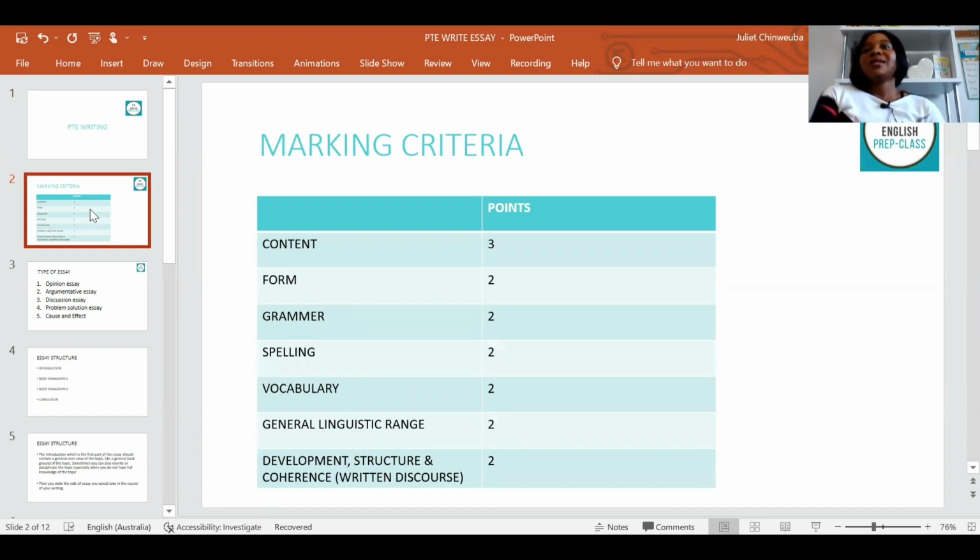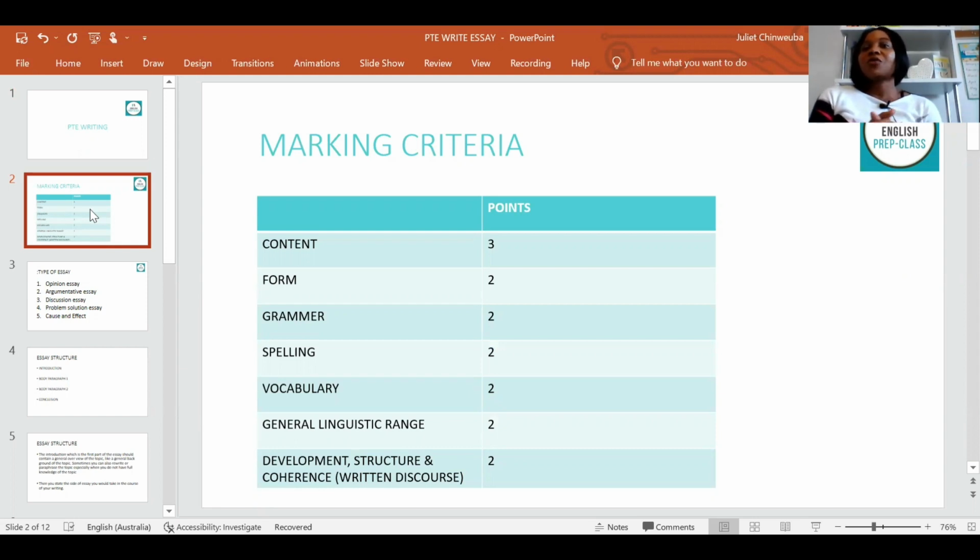Then vocabulary. They need you to express a little bit more than just a normal English speaker. You have to be above a basic English speaker for them to give you 2 marks for your vocabulary. You can't be mixing up vocabulary. For instance, if they're talking about global warming, you can't be using terms they use in farming for global warming. You're going to lose scores if you do that.